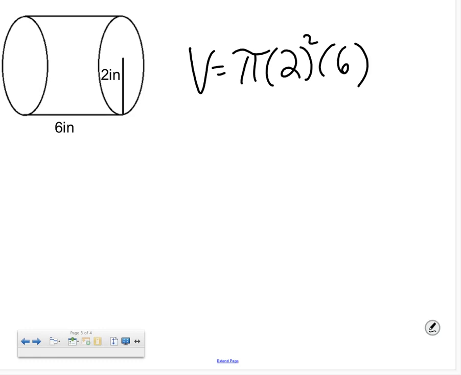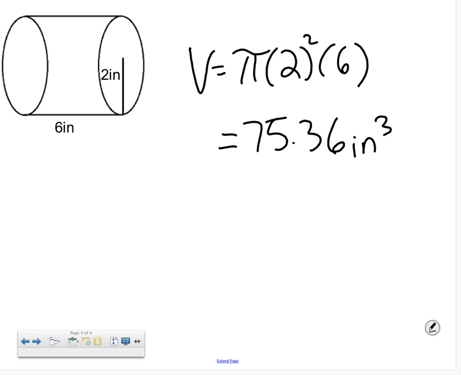And I'll go through the formula again here. I would do 3.14 for pi, or again, you can use the pi key if you have that in your calculator. And then you times it by 2 squared and times it by 6, and you get 75.36, and again, that would be inches cubed.